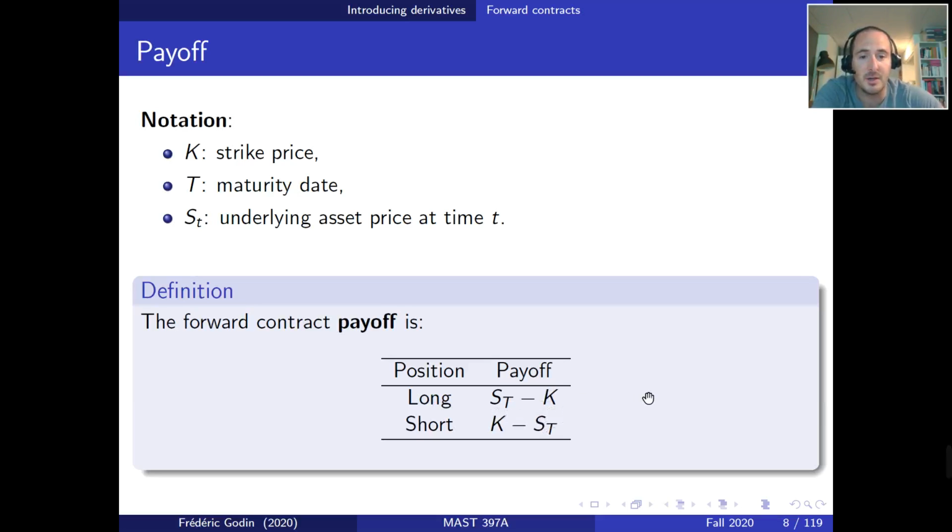So on the maturity date, the long position will receive something worth S capital T and will give K dollars. Conversely, if you're the short position, then at the maturity date, you will receive the K dollars, and in exchange, you will be forced to give the underlying asset, which will be worth S capital T. Okay, so this defines the payoff of the forward contract for both the long and short positions of the deal, respectively.